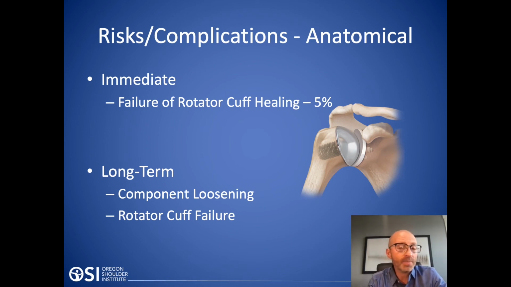The long-term complication of an anatomical shoulder prosthesis is that the components loosen. That's typically the socket side loosening over time. Sometimes the rotator cuff can also fail over time if it develops a tear later down the line through a natural degenerative process.